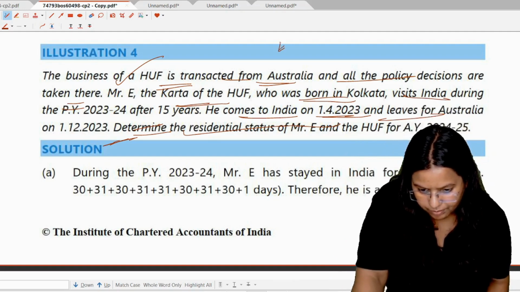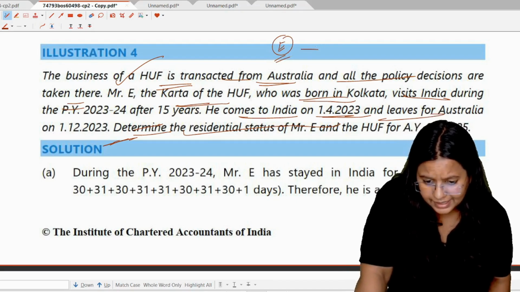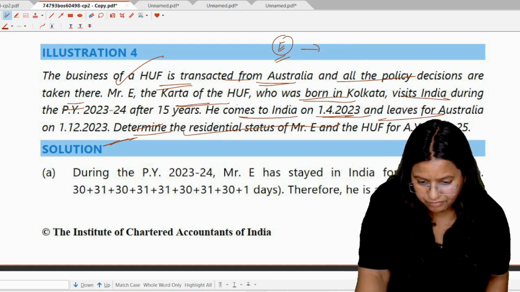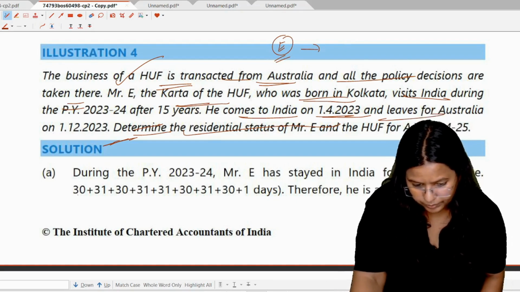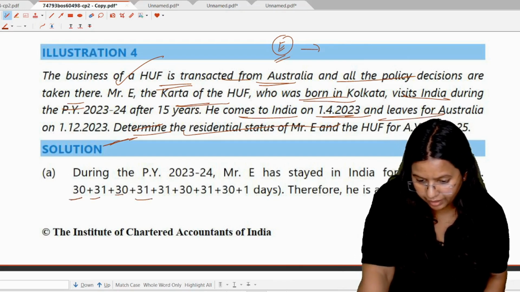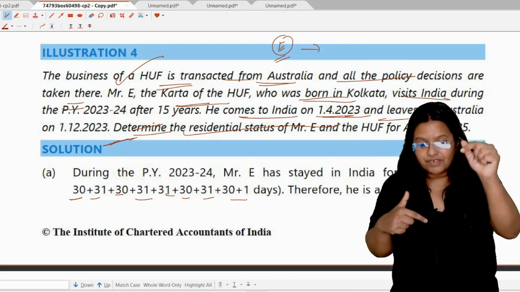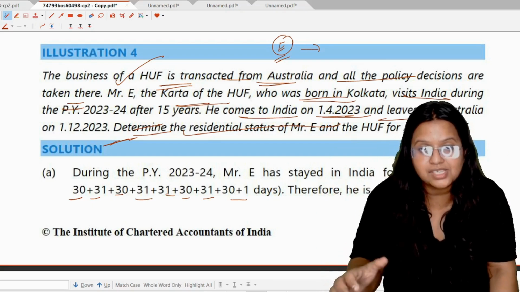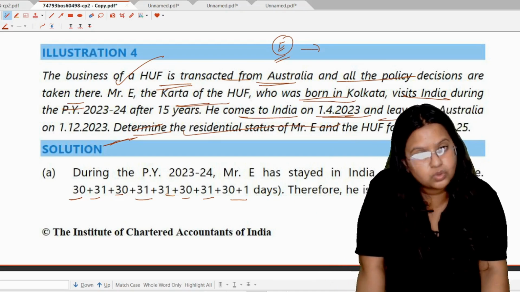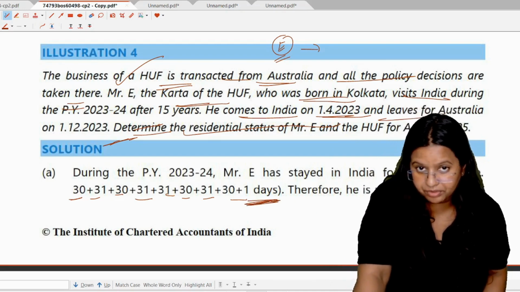Now, for Mr. E, who is the Karta of HUF, let's calculate his stay in India in the previous year. He comes to India on 1st April 2023. So April, 30 days, then May, June, July, August, September, October, November. He leaves India on 1st December. So students, in these types of questions where you are calculating the days, you have to count this particular day also. So it means plus 1 day of December. This will play a very important role in the examination.